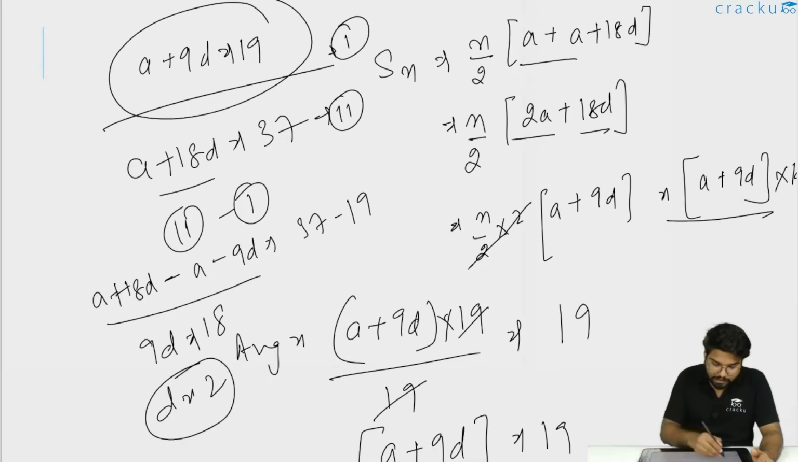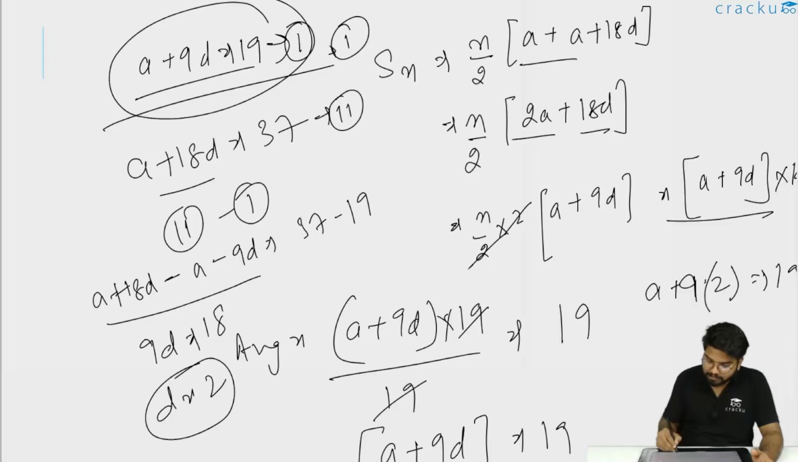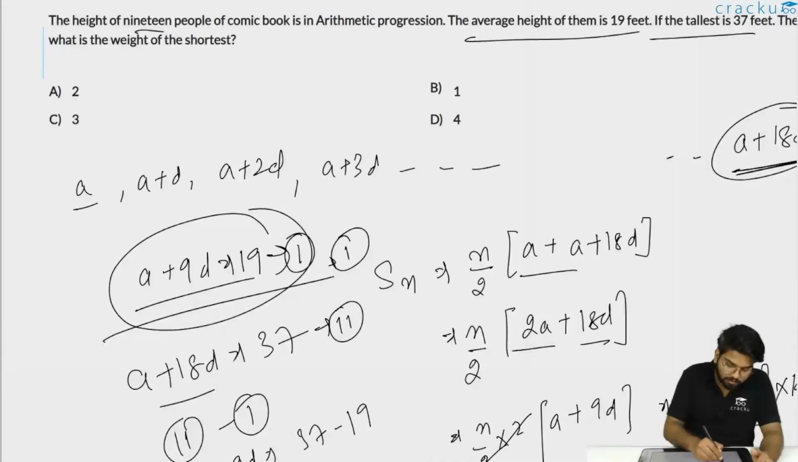We can find the value of A by putting D in the first equation. So A plus 9 into D, where D is 2, is equal to 19. Or A plus 18 is equal to 19. Or A is nothing but 1. So A is 1. So the height of the first person is 1.